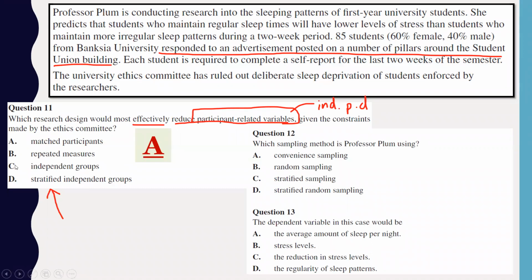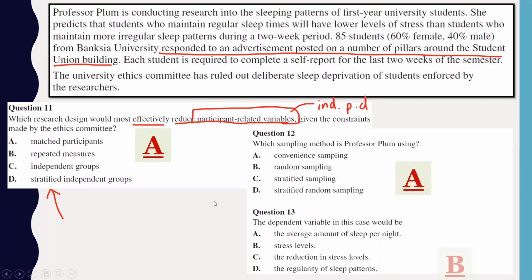Okay, some of you mentioned C. It's not C because C is the actual existing research design that Professor Plum is using, which is correct, but this question is not asking you for what design she's using, but more so for what design could she use to effectively reduce individual participant differences. Okay, I'll show you guys the answers for the others.